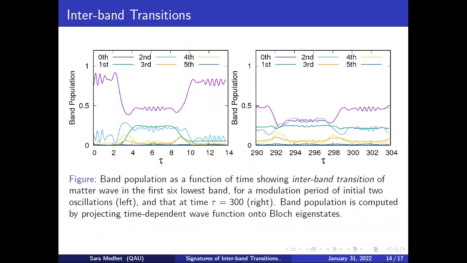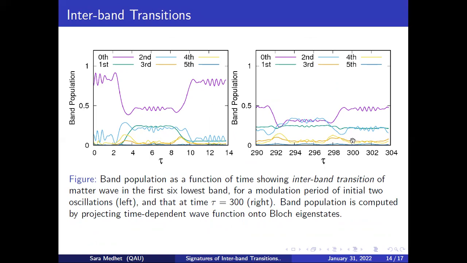Now, to get a clearer view of that, we have plotted the band population versus time plot by projecting the time-dependent wave function on the Bloch eigenstate. Here you can see that for the case of the zeroth band, that's the purple line, the maximum population resides in the zeroth band, and as time evolves, you can see a dip and the population transfers to the next lattice site. Then, as time evolves, it regains to the zeroth band due to interband transition. Similar is the case at higher times.